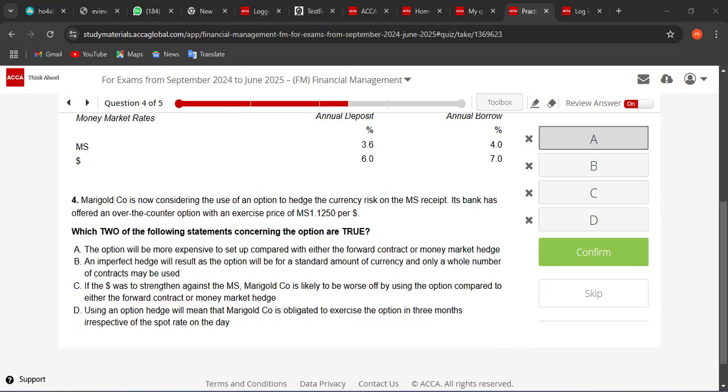So in this example, what is happening? Option A and C, they both are correct. Because the examiner is saying using an option hedge will mean that M company is obliged to exercise. No, there is no obligation to you, because the option gives you the right, not the obligation. So A and C is the answer.